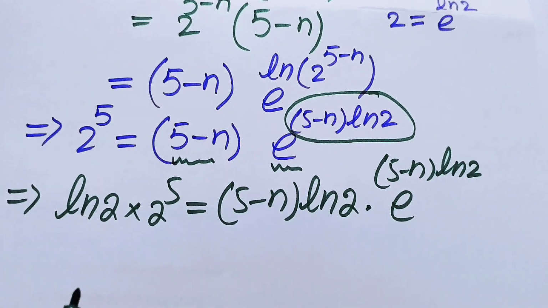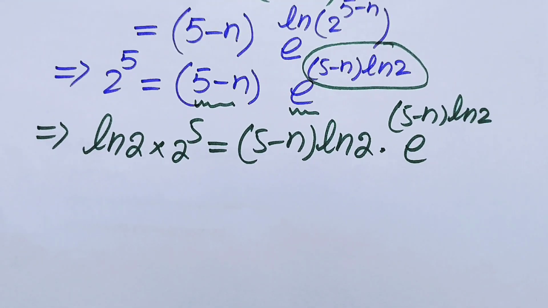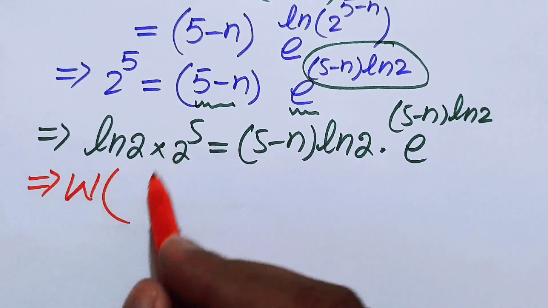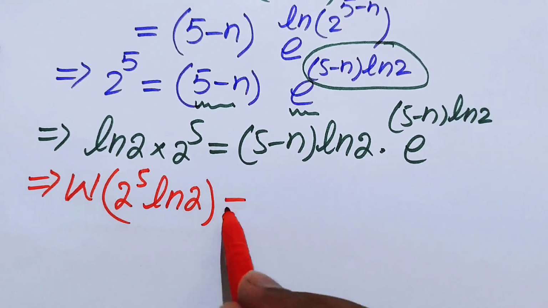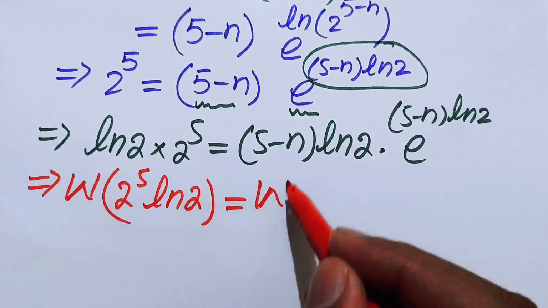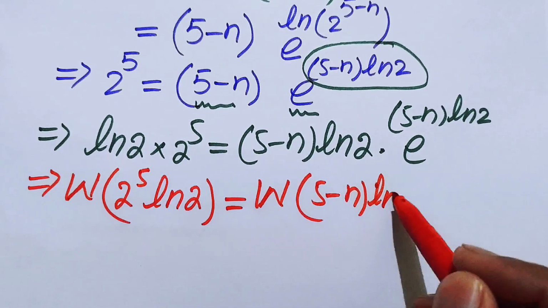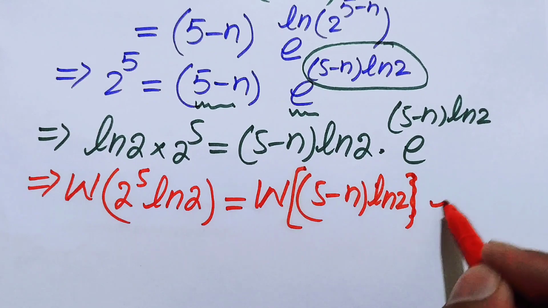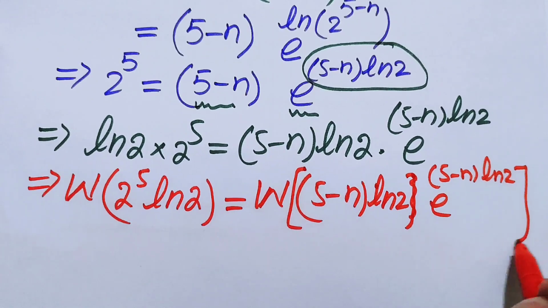So now we are ready to use the Lambert W function, because we make the right hand side in the standard form of the W function. So now we can take the W on both of the sides, so we get its output in the form of W of 2 to the power of 5 into log of 2 equals, here we have W of (5 minus n) times log 2, and we will just multiply here e to the power of (5 minus n) times log 2.